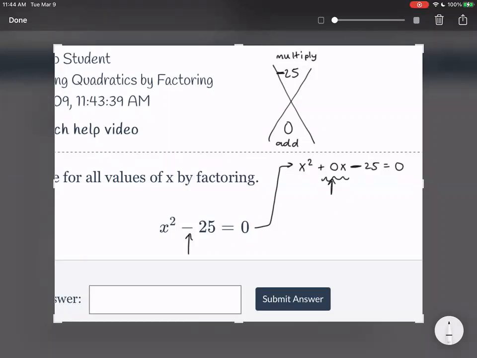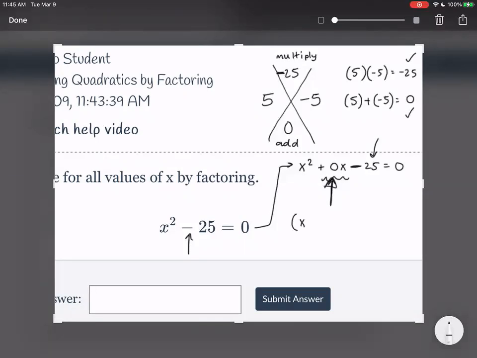Okay, so let's start over. x squared minus 25 equals 0 becomes x squared plus 0x minus 25 equals 0. So we're going to take this negative 25 that's at the end and put that on the top. You want the numbers to multiply to negative 25. Then you take the 0 that's in the middle and you put it on the bottom. You want your numbers to add to 0. So the numbers that will satisfy this condition are 5 and negative 5. So let's check. 5 times negative 5 will give you negative 25, so that works. 5 plus negative 5 will give you 0, so that works. So here are our two numbers.